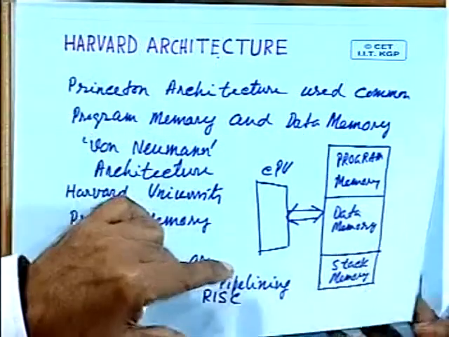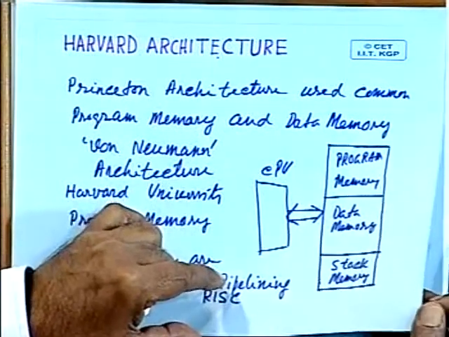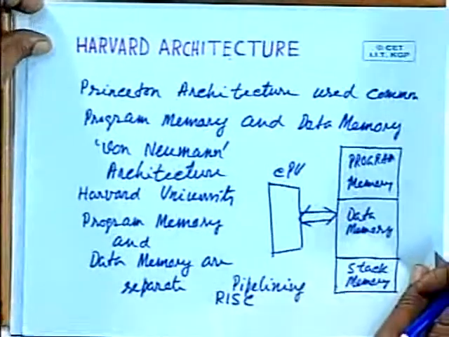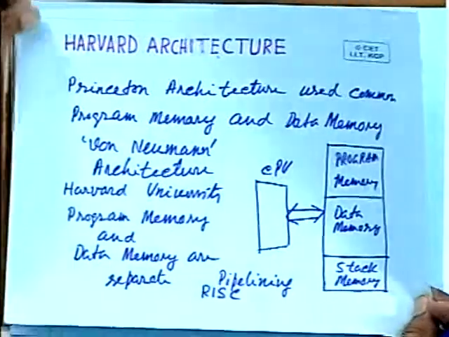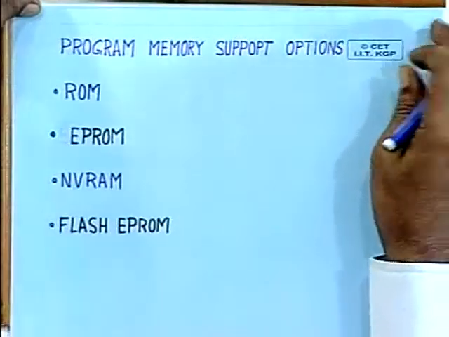Program memory is usually ROM or some variation of ROM, as we shall see, and data memory is RAM, and they are addressed through separate buses. So you have separate instructions for accessing program and separate instructions for accessing data. This is one important feature of microcontrollers. Microcontrollers use Harvard architecture. Now, let us focus our attention on program memory. What are the different types of program memory which can be used in microcontrollers?